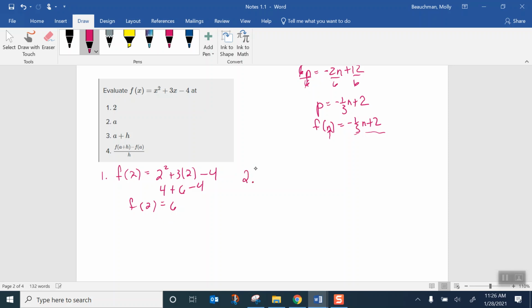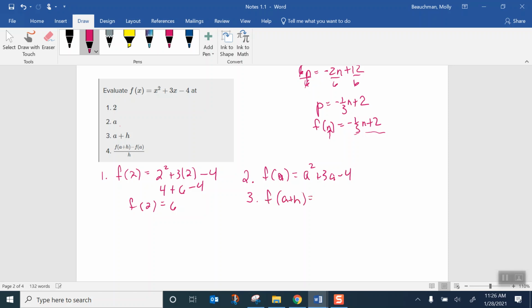Second, you can substitute a variable, f of a. That means substitute a, and you'll get an expression, a squared plus 3a minus 4. You'll get an expression in terms of the variable a instead of the variable x. Third, we can substitute a plus h.